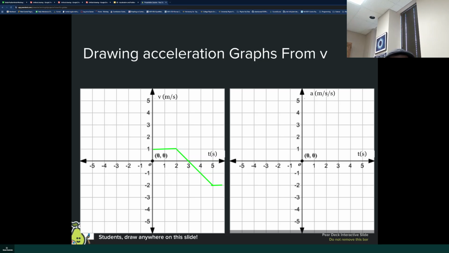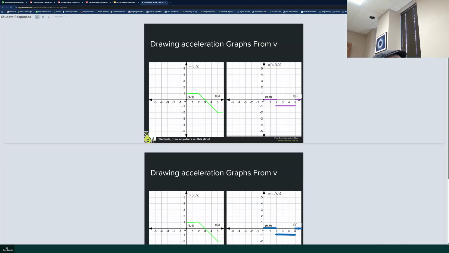I'm just going to quickly show you a couple of these since we are just about out of time. We know that between 0 and 2 seconds, the velocity is flat, so that means the slope is 0. Between 2 and 5 seconds, the velocity has the same slope, and that slope is -1. So we're going to have a constant acceleration of -1 between 2 and 5 seconds. And finally, between 5 and 6, it's flat, so the slope is 0, so acceleration is 0.